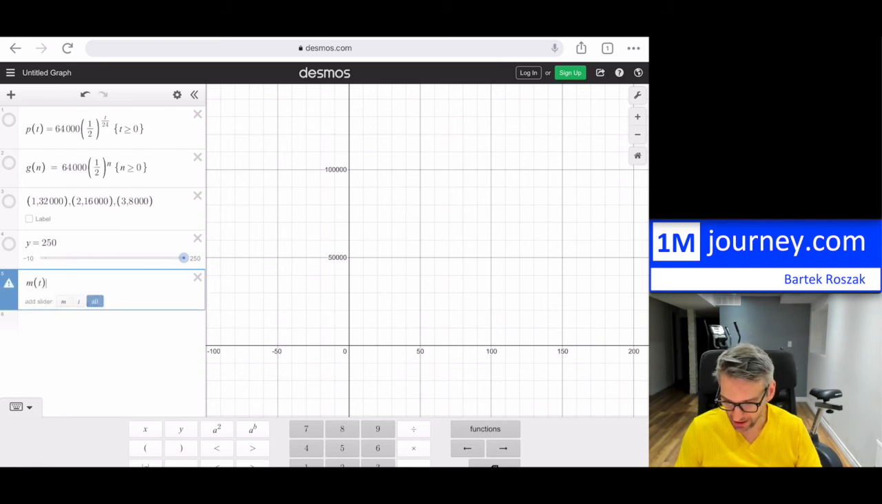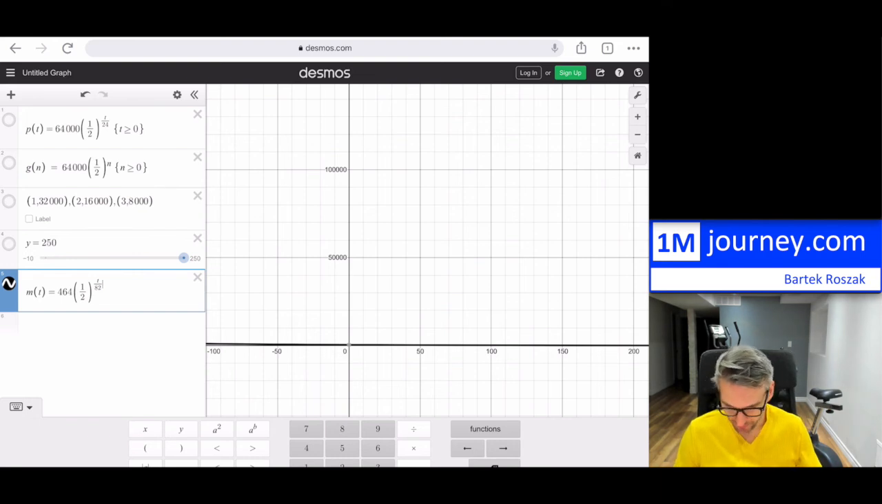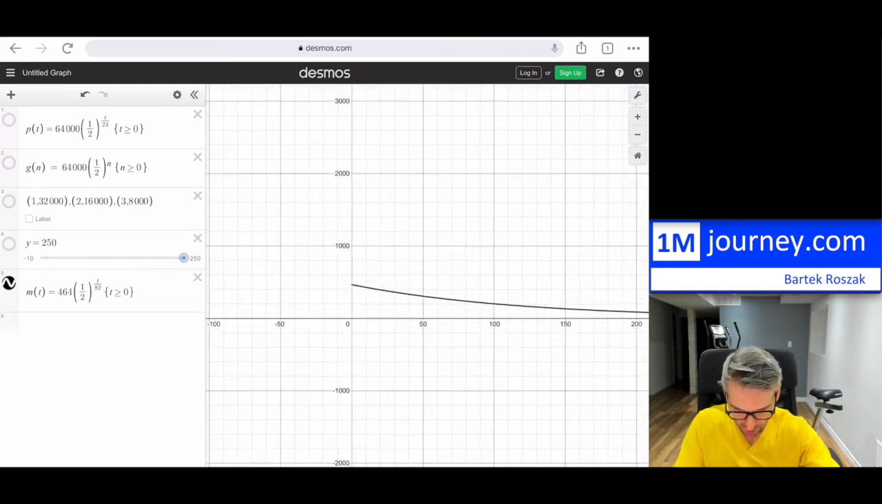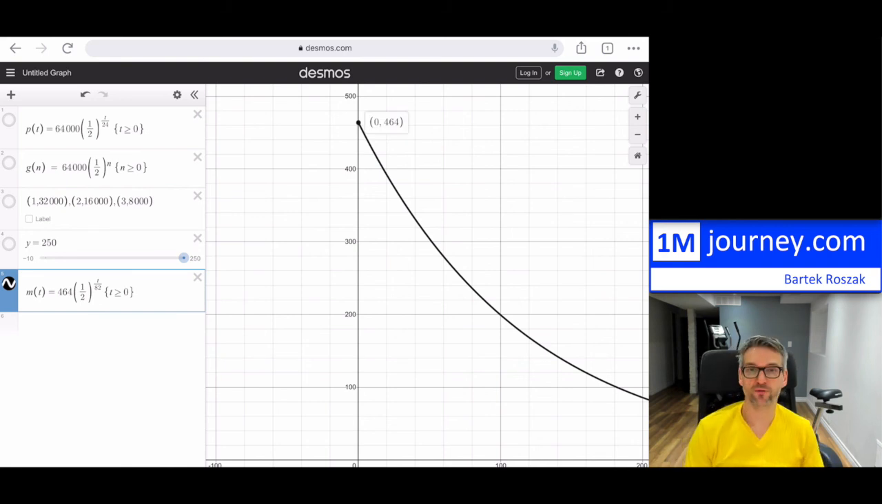Let me put in another one in here. I'm going to put m of t is equal to, and we're starting with 464, times 1 over 2 to the t all over 82 minutes. All right, so this is what we have. And I'm going to put a restriction, so t is greater or equal to 0 for our function. We obviously have to zoom in here. That's my starting point, 464, and after every 82 minutes, it's going to halve.